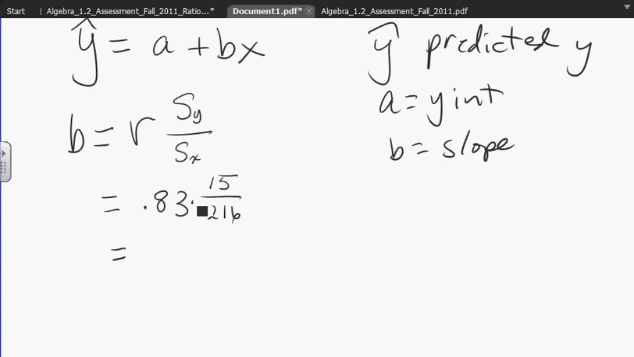This one shouldn't be as hard a calculation, right? So what do you get for your slope? Nice rounding. Thank you for doing proper rounding here. Okay, so there's the slope. Now let me get the y-intercept. The y-intercept is the mean of the y list minus the slope times the mean of the x list.